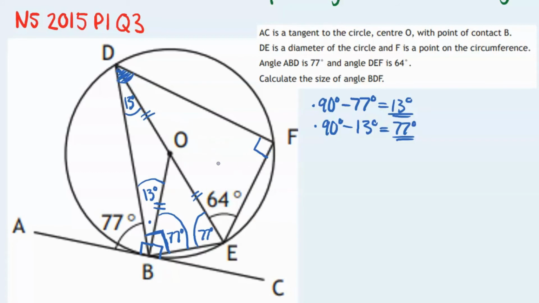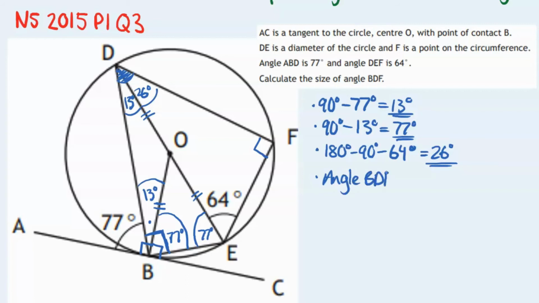We know 3 angles add up to 180. We know 2 of the angles. So what we can do is 180, take away the 90 degrees here, and then take away the 64 degrees at the other corner. So what that gives us is 26 degrees. And there we go. So if this corner is 26 degrees, then we can just add both of these angles together to find angle BDF. And that's the final answer.